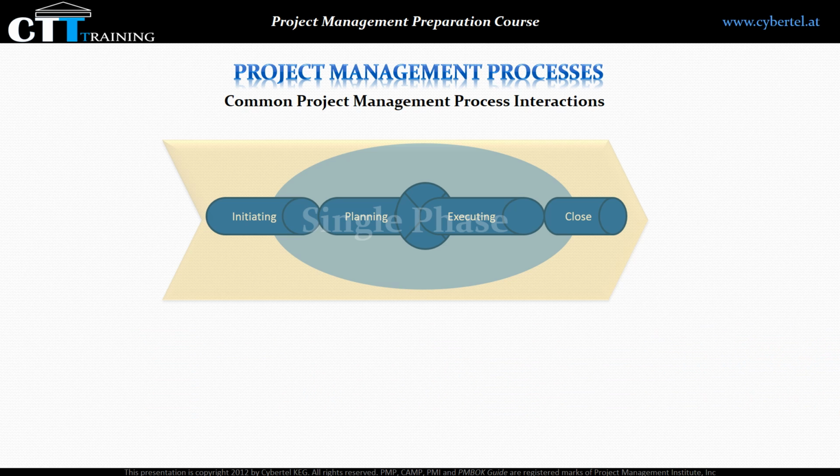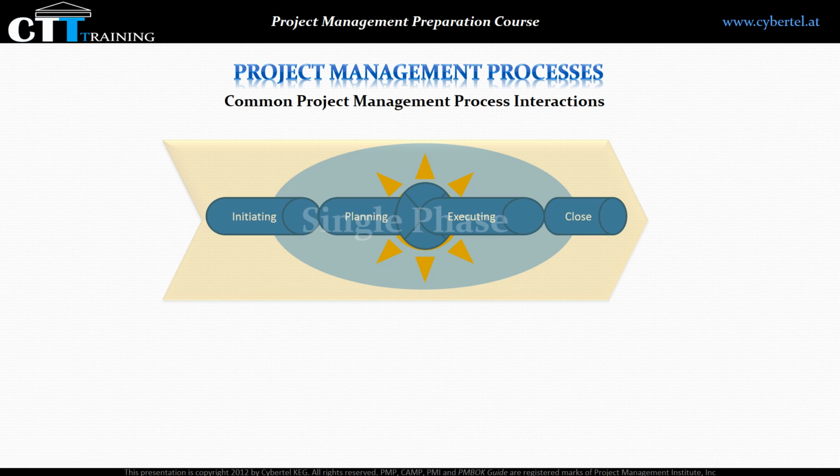The project management processes are well defined in the PMBOK guide, but most experienced project managers recognize there is more than one way to manage the project. Project management processes is an iterative effort, and most of the processes are repeated during the project.